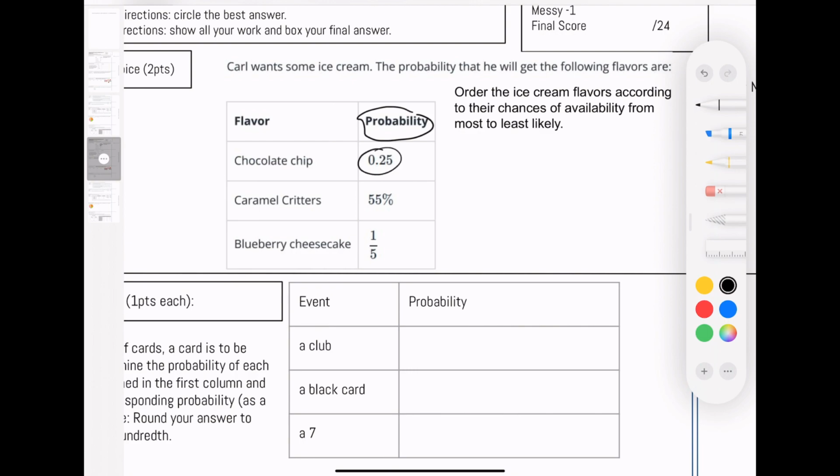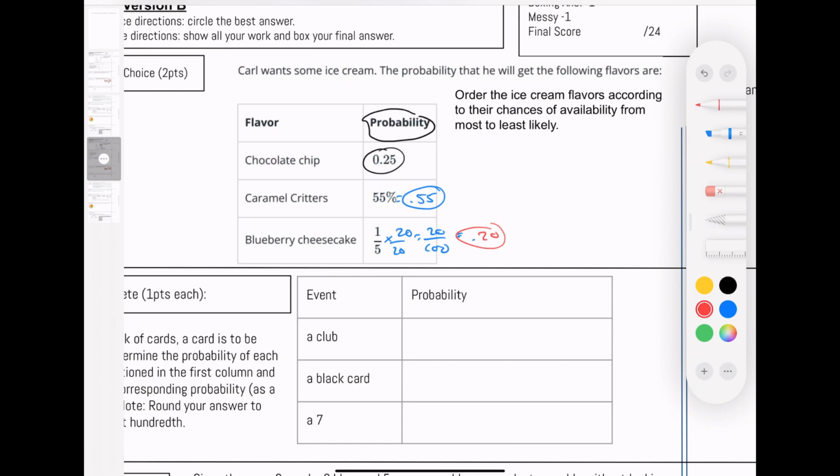So that's already a decimal. If you take this one, this will be 0.55, that's its equivalent. And then 1/5 you can multiply by 20 over 20, so I got 20 over 100, which would give me 0.20. And then here, I need to put them in a particular order from most to least. So the most would be 0.55, that would be caramel critters. That should be blue.